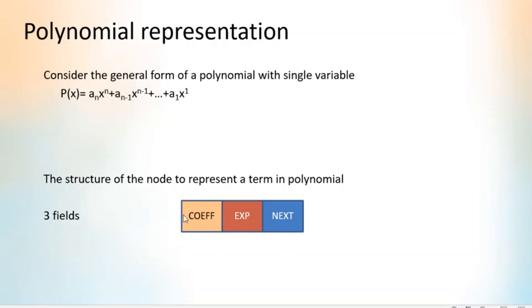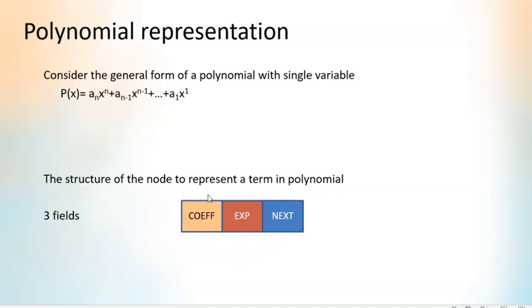So here we know the basics of linked list. When we are defining the structure of a node for a polynomial, we have to keep in mind two terms. Inside a polynomial, in a particular term of a polynomial, we have two things. One is coefficient and one is exponent.